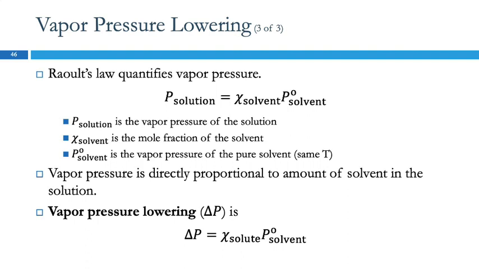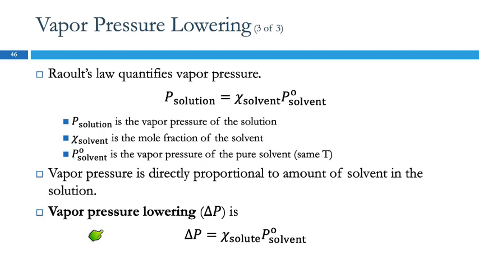If it was only solvent, the moles of solvent divided by the moles of solvent is going to be 1, right? So 1 times the vapor pressure of the pure solvent is going to give us the same number. If in this solution half the moles are something else, so we have 0.5 as our mole fraction, then we're multiplying the vapor pressure of the solvent by half. So this is very much like a percentage problem, right? The vapor pressure is directly proportional to the amount of solvent in the solution.